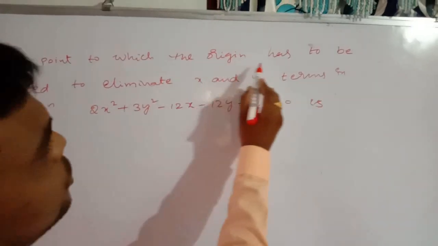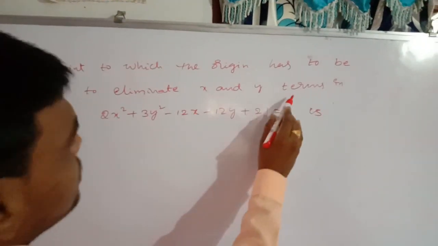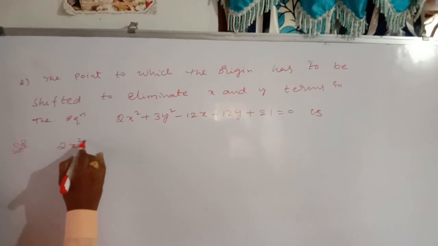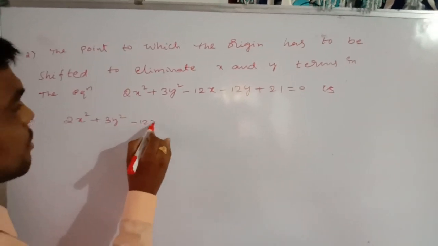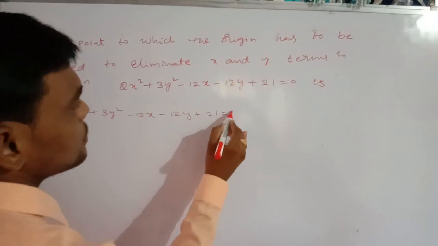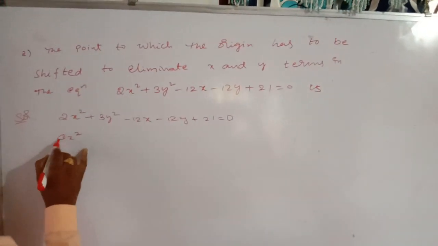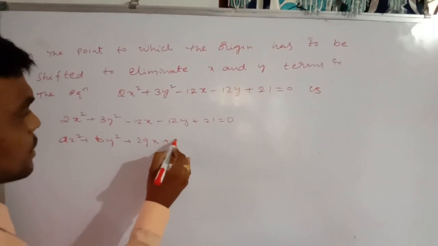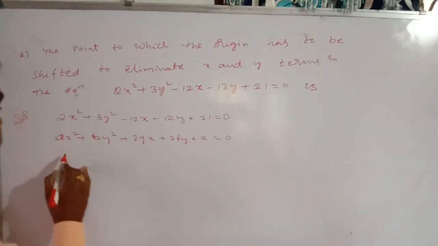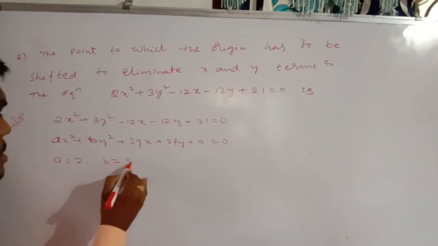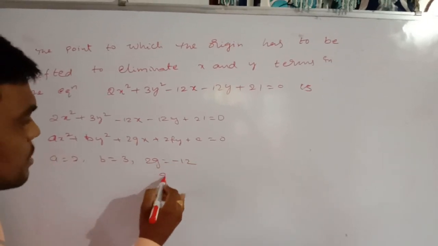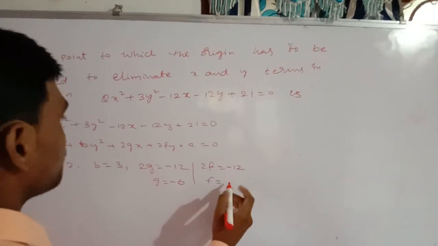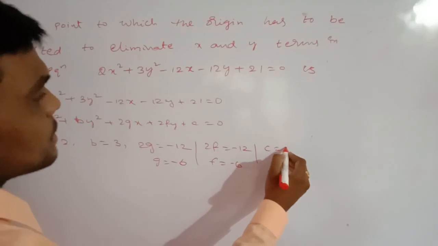To which point the origin has to be shifted to eliminate the x and y terms in the equation. The given equation is 2x square plus 3y square minus 12x minus 12y plus 21 equals 0. Comparing with ax square plus by square plus 2gx plus 2fy plus c equals 0, here a is 2, b is 3, 2g is minus 12 so g is minus 6, 2f is minus 12 so f is minus 6, and c is 21.